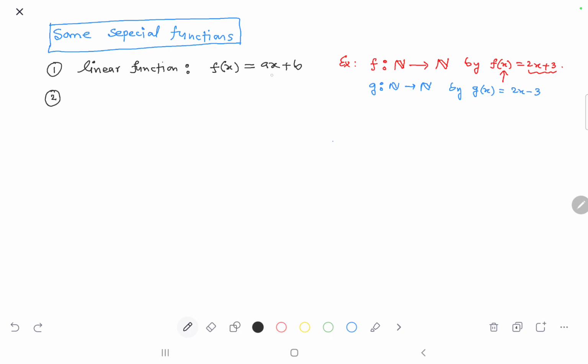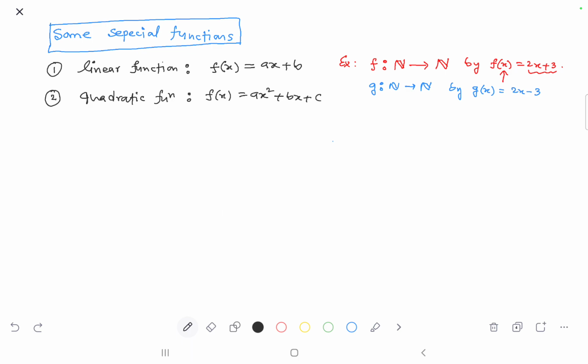Now if I ask you what is the domain of the linear function, in the place of x you can put any real number. It is well defined, no doubt. Now let me tell you the quadratic function. How is it defined? f(x) equal to ax square plus bx plus c. So it is a degree 2 polynomial.